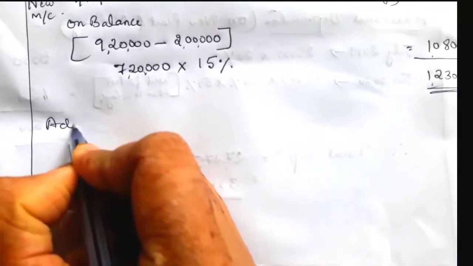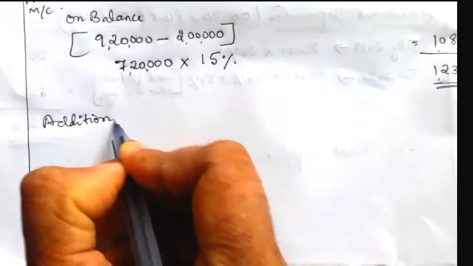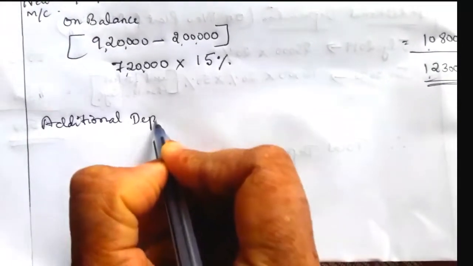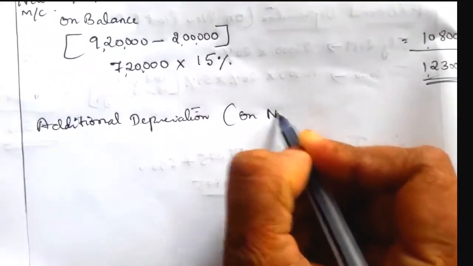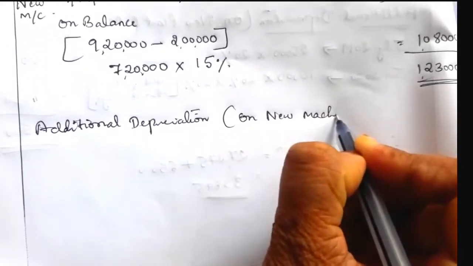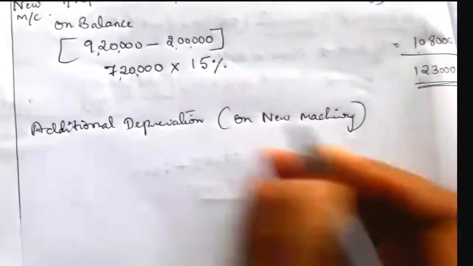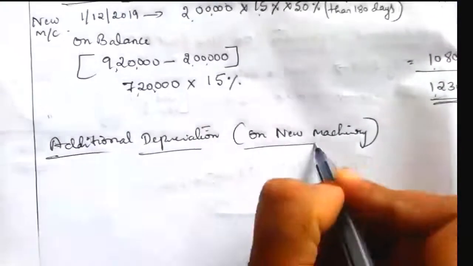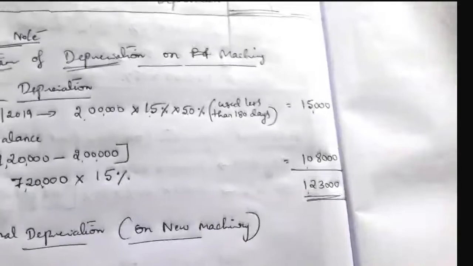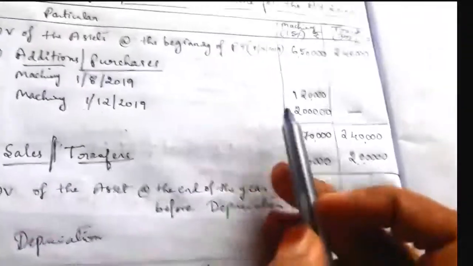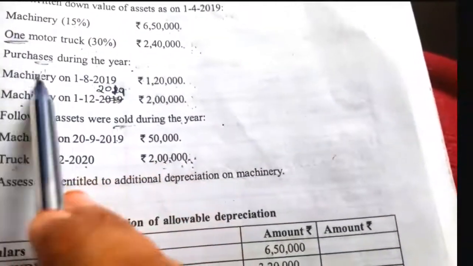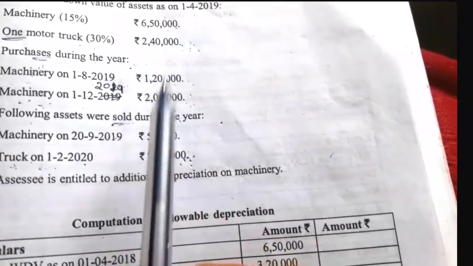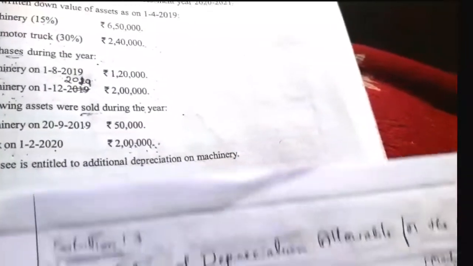Next we'll calculate the additional depreciation on new machinery. The additional depreciation will be calculated only on new machinery, that is, new machinery purchases made during the year. These two are the new machinery, and on these two machineries we have to calculate the additional depreciation.